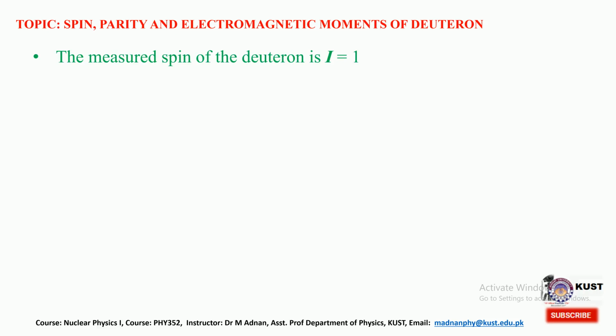The measured spin of the nuclei Deuteron is equal to 1. If you remember, that is the total intrinsic angular momentum plus the orbital angular momentum associated with the nuclei that is composed of two nucleons. One is proton and the other one is neutron. Now, the first question is how one measured this spin of the Deuteron nuclei.